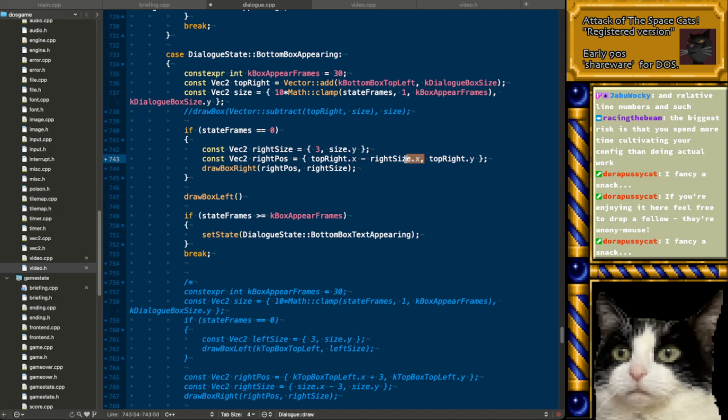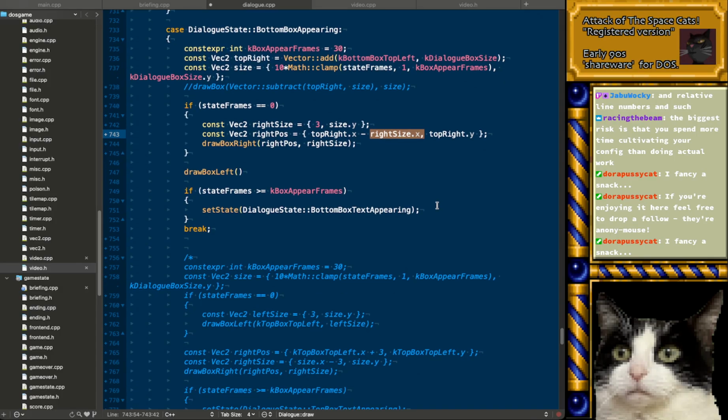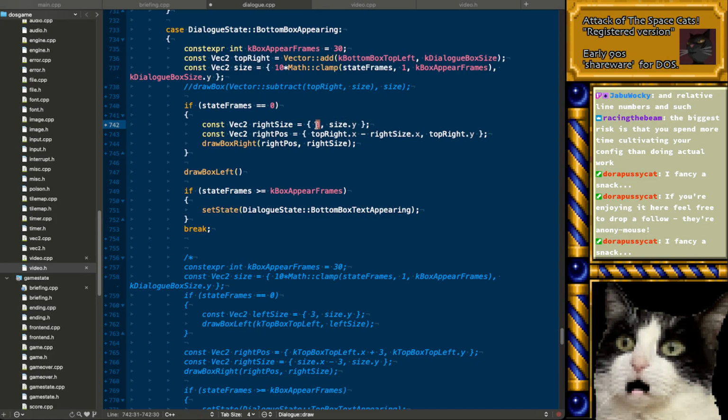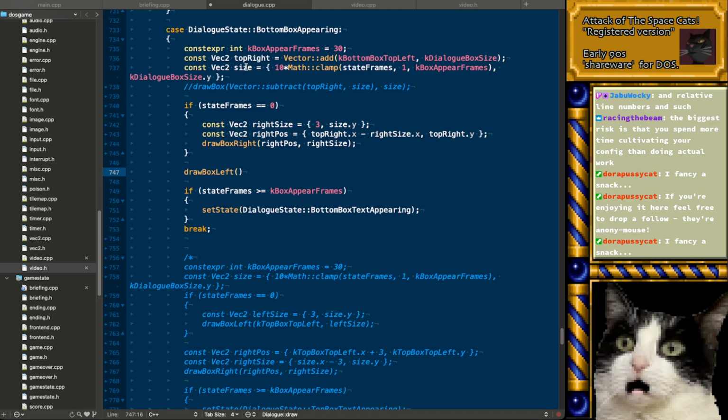That's not right, is it? Oh no, it is, because it's 3. Sorry, I was thinking wrong size. Okay. And all that's left then is top, top right, no, top right minus that size. Yeah, okay.